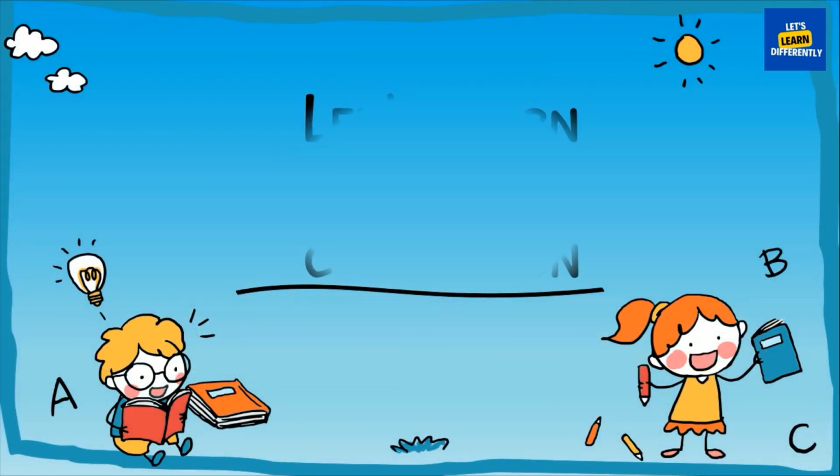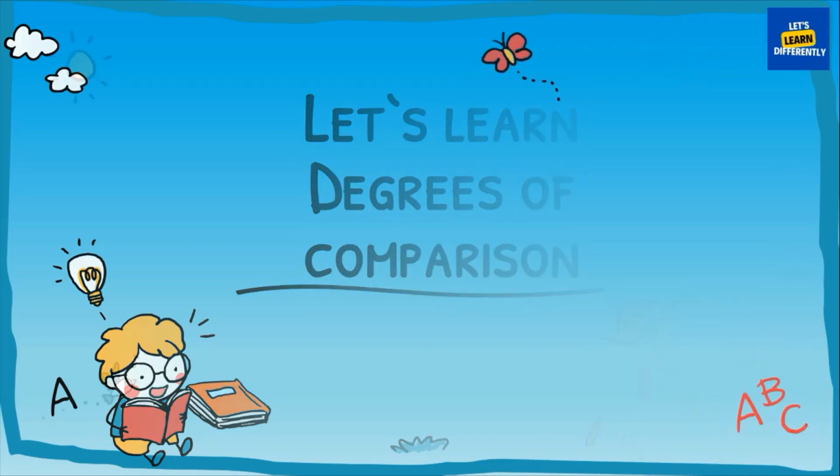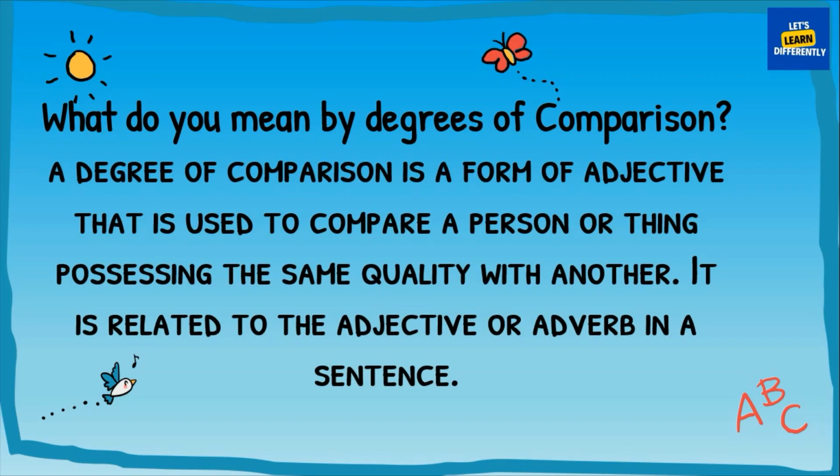In today's video, we are going to learn about degrees of comparison. What do you mean by degree of comparison? A degree of comparison is a form of adjective that is used to compare a person or thing possessing the same quality with another. It is related to the adjective or adverb in the sentence.